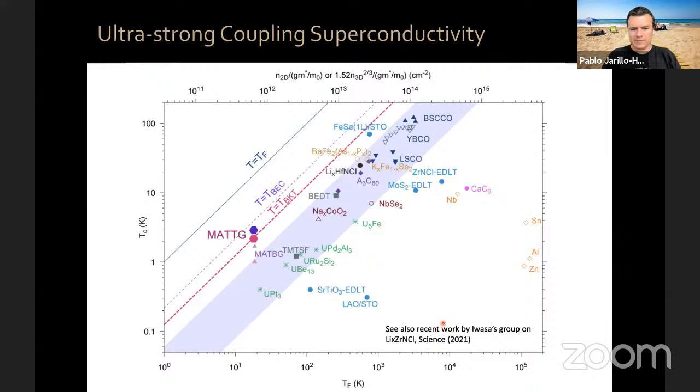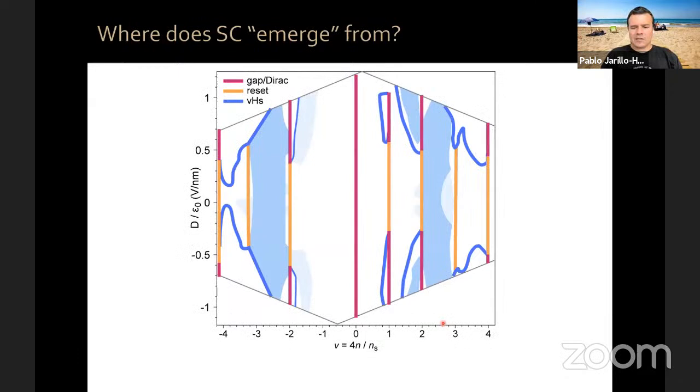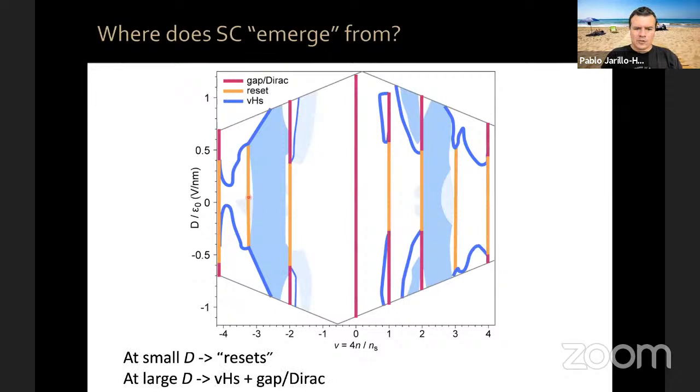Okay, so now, where does superconductivity emerge from in magic angle twisted trilayer graphene? Okay, so we have a bit more information here than we had in the bilayer case because of the displacement field tunability. So as you can see in this diagram, okay, at low displacement fields, superconductivity is bounded by resets.